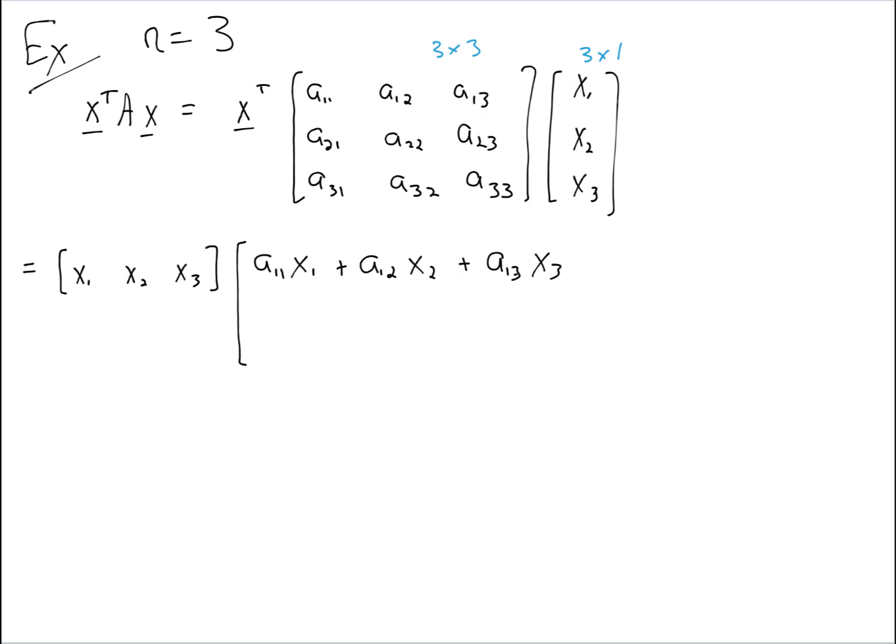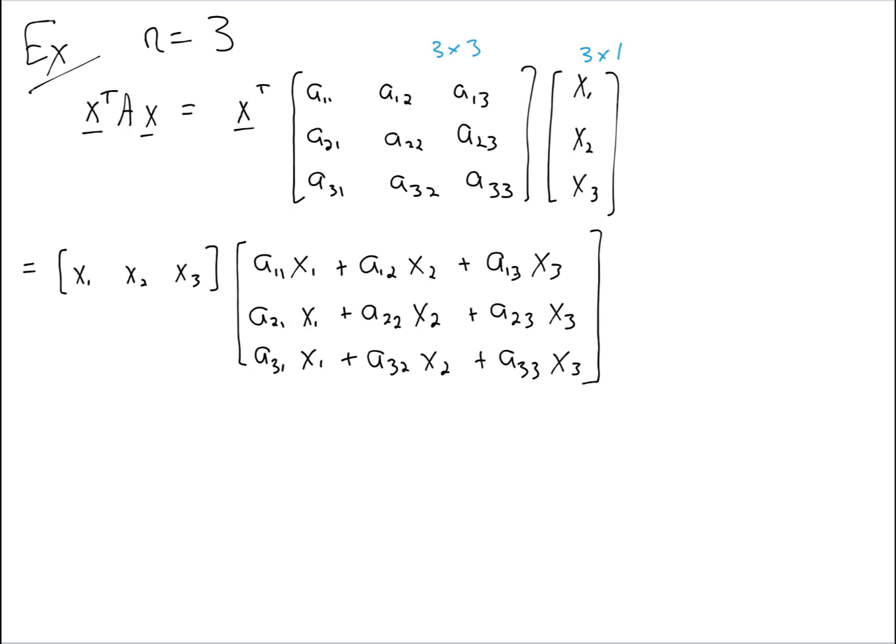For the second entry, we take the dot product of the second row of A and this vector x, and that gives us a21 x1 plus a22 x2 plus a23 x3. And finally we take the dot product of the third row with this column vector x, and we get a31 x1 plus a32 x2 plus a33 x3.